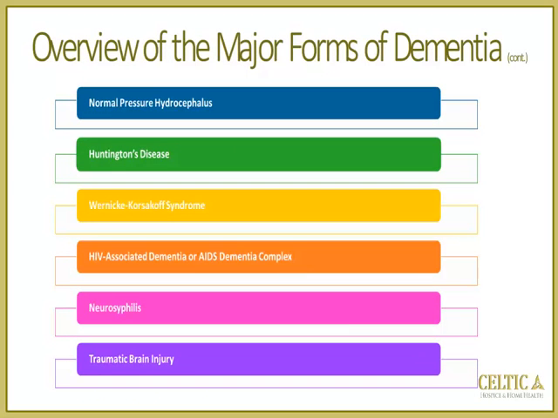Also, some other forms of dementia are normal pressure hydrocephalus, Huntington's disease, Wernicke-Korsakoff syndrome, HIV-associated dementia or AIDS dementia complex, neurosyphilis, and traumatic brain injury.